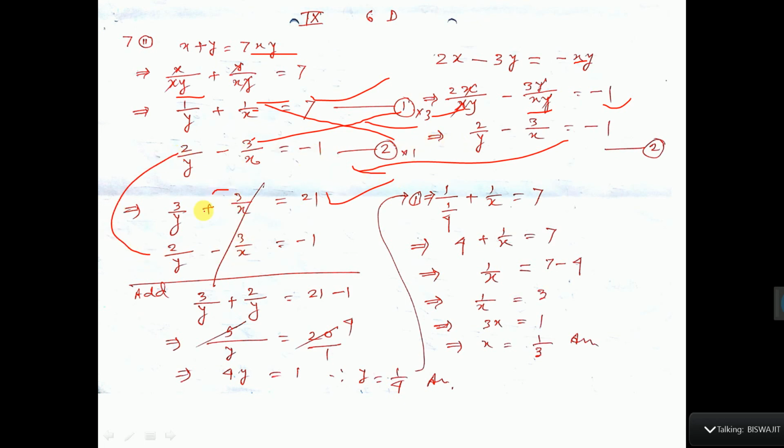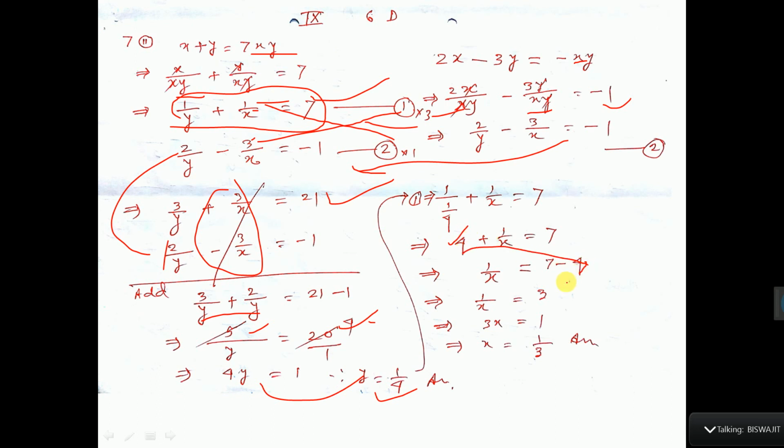Now see, plus minus cut, I have added. So this by this you do, this plus this you do. So 21 minus 1, it will be 20. So here it is coming 5y, 5 4s are 20, that is 4y equal to 1 means y equal to 1 by 4. Then in equation 1, that means this equation here, you put the value of y, 1 by 4. So 1 by 1 by 4, it will be 4. 4 will go that side, 7 minus 4, it will be 3. That is 3x equal to 1, cross multiply you do. So 3x equal to 1, x equal to 1 by 3.